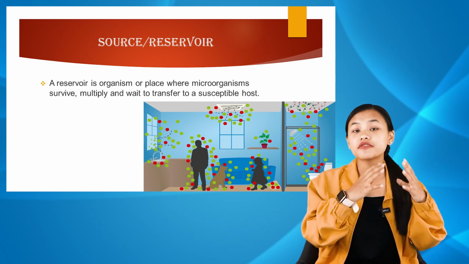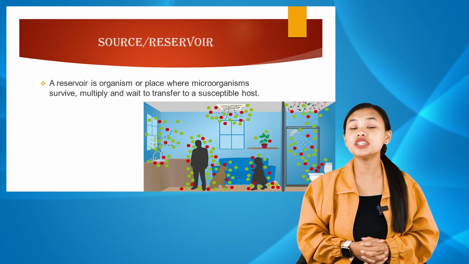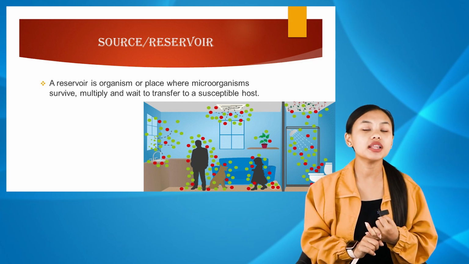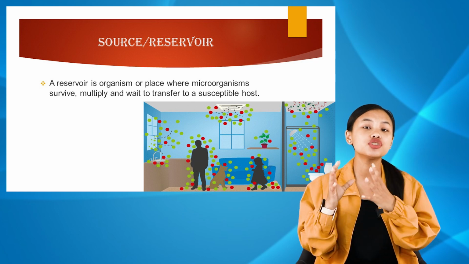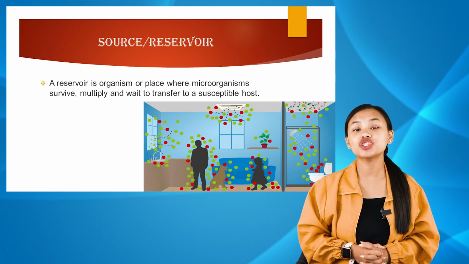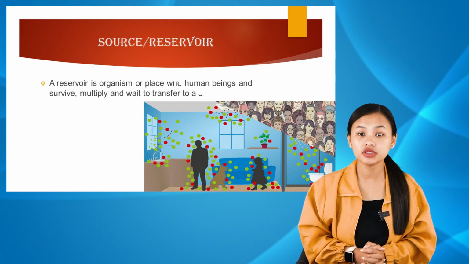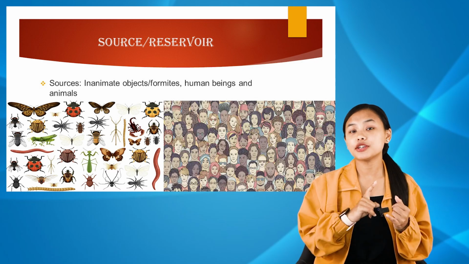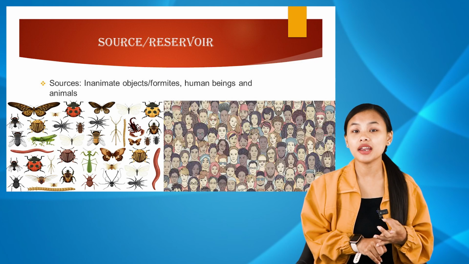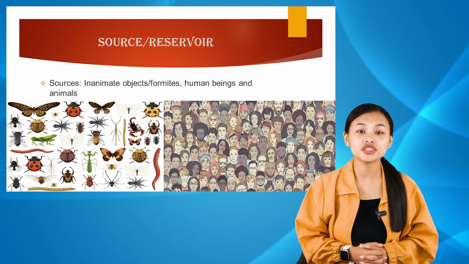Now, next, moving on to the source or the reservoir. A reservoir is an organism or a place in which these microorganisms survive, multiply, as well as wait to transfer to a susceptible host. A source is any place from which an infectious agent passes or disseminates to the host. And here the inanimate objects or fomites, the human beings as well as the animals also act as a source of these infectious agents.